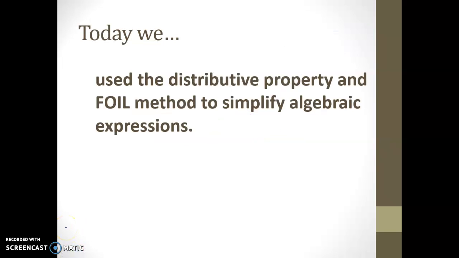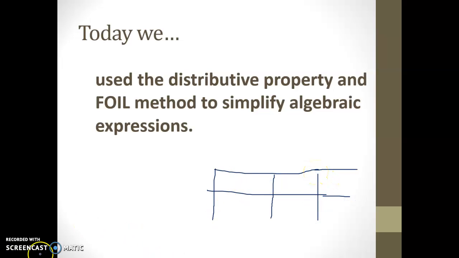Today we use the distributive property and FOIL method to simplify algebraic expressions. We also use a multiplication chart to help us multiply binomials. If you're having trouble remembering first, outside, inside, last, or if you're getting your signs mixed up, this chart is a great way to multiply binomials. In fact, you could extend the chart and you could even multiply trinomials and other polynomials as well using this chart. I think it's a great way to keep your signs straight if you're having a hard time keeping your signs straight and remembering first, outside, inside, last.